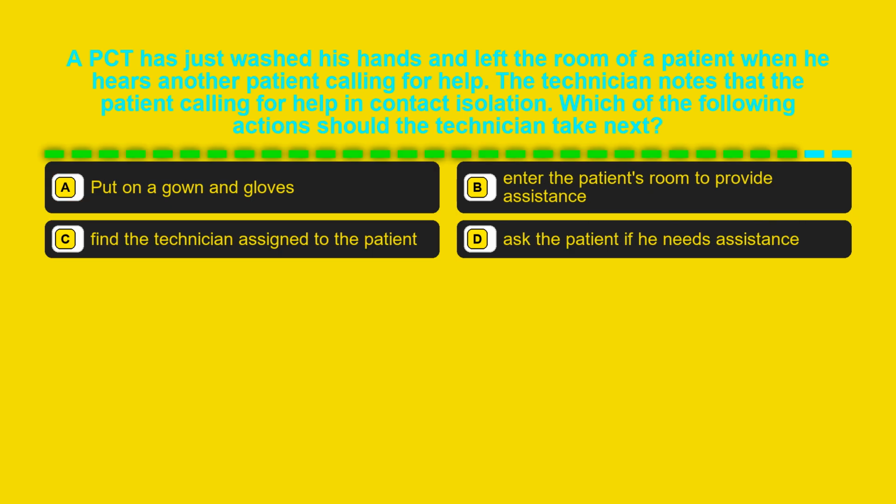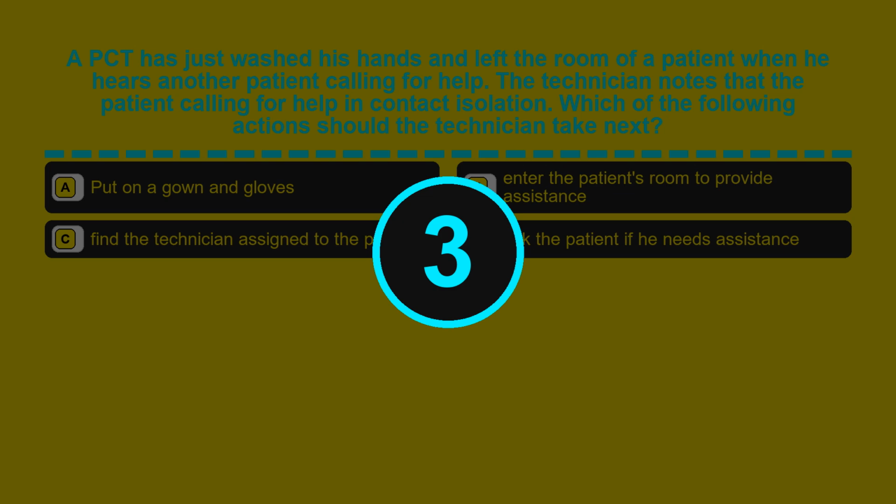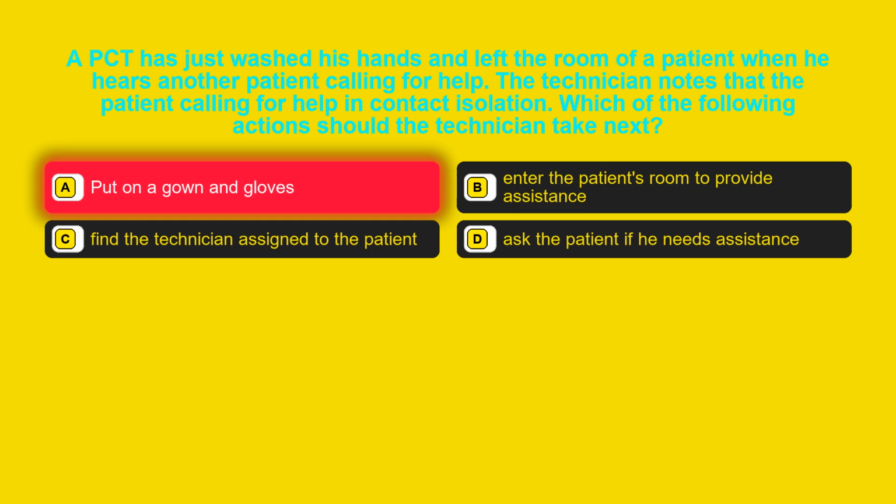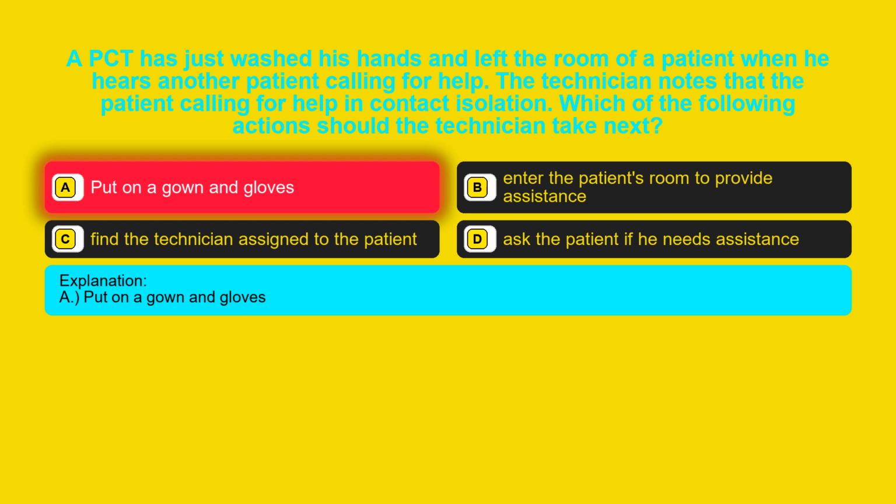Question 44. A PCT has just washed his hands and left the room of a patient when he hears another patient calling for help. The technician notes that the patient calling for help is in contact isolation. Which of the following actions should the technician take next? Option A. Put on a gown and gloves. Option B. Enter the patient's room to provide assistance. Option C. Find the technician assigned to the patient. Option D. Ask the patient if he needs assistance. The correct answer is option A. Put on a gown and gloves. A. Put on a gown and gloves.